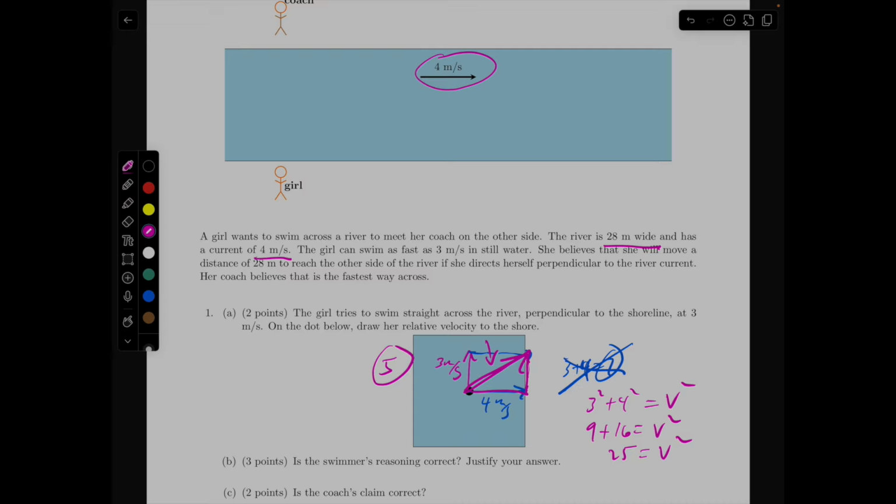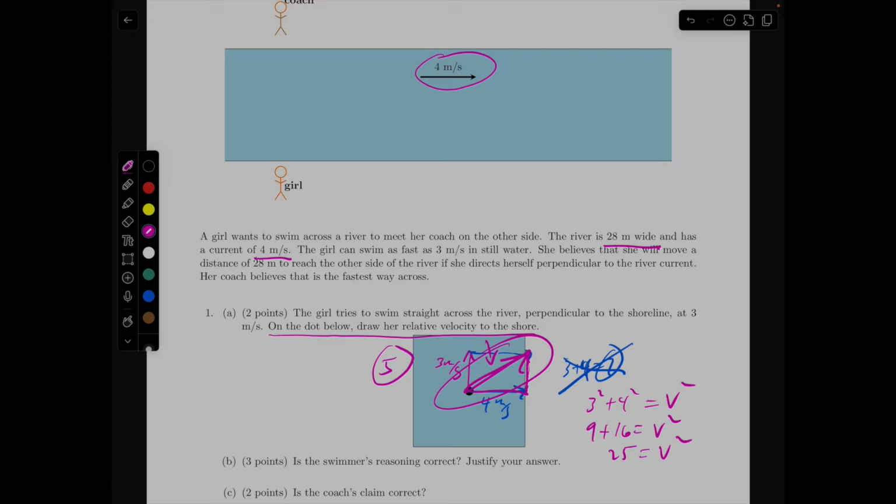Now I want to point something out. On the question it says, on the dot below, draw her relative velocity to the shore. So what's this thing going to look like from her coach standing at the shore? Well, she's going to be moving 5 meters per second in that direction. Now we figured all that out, even though the question technically didn't ask for it.